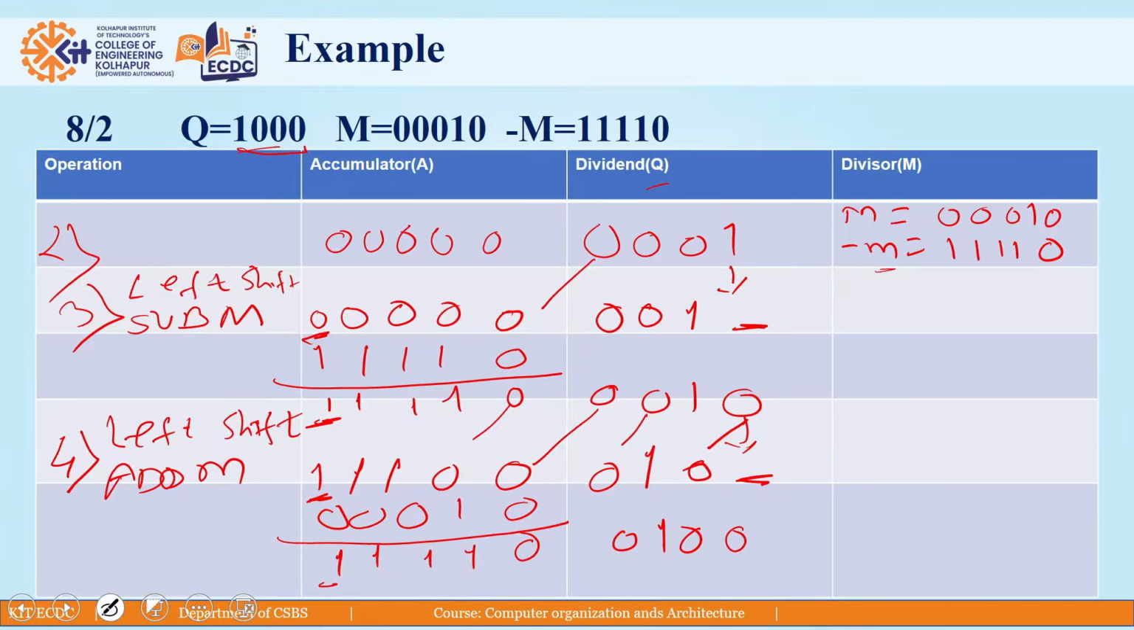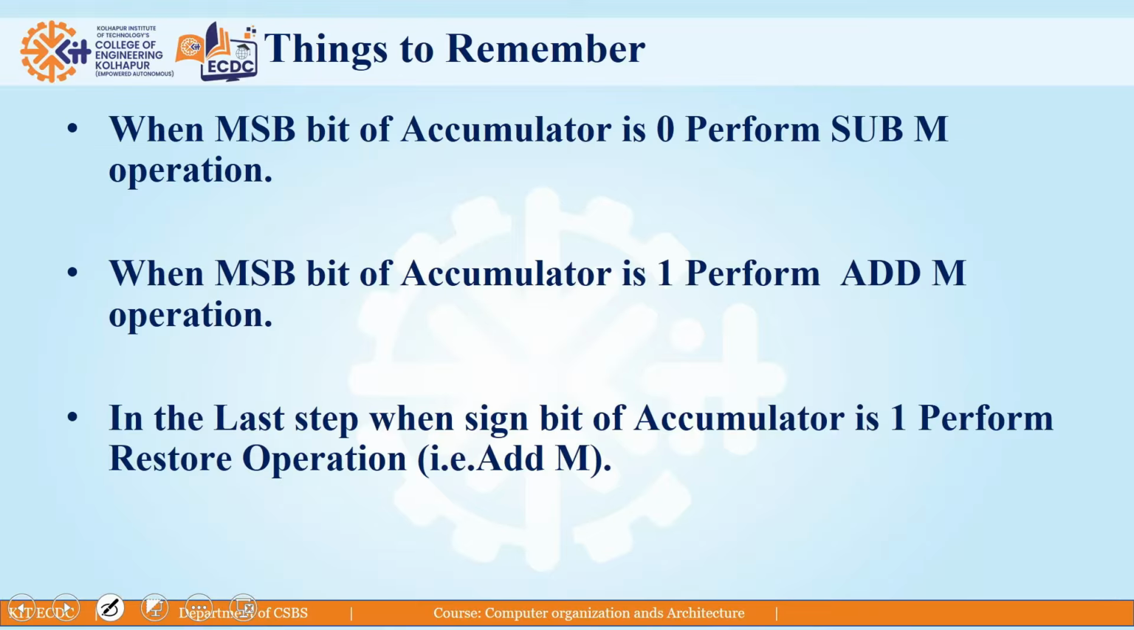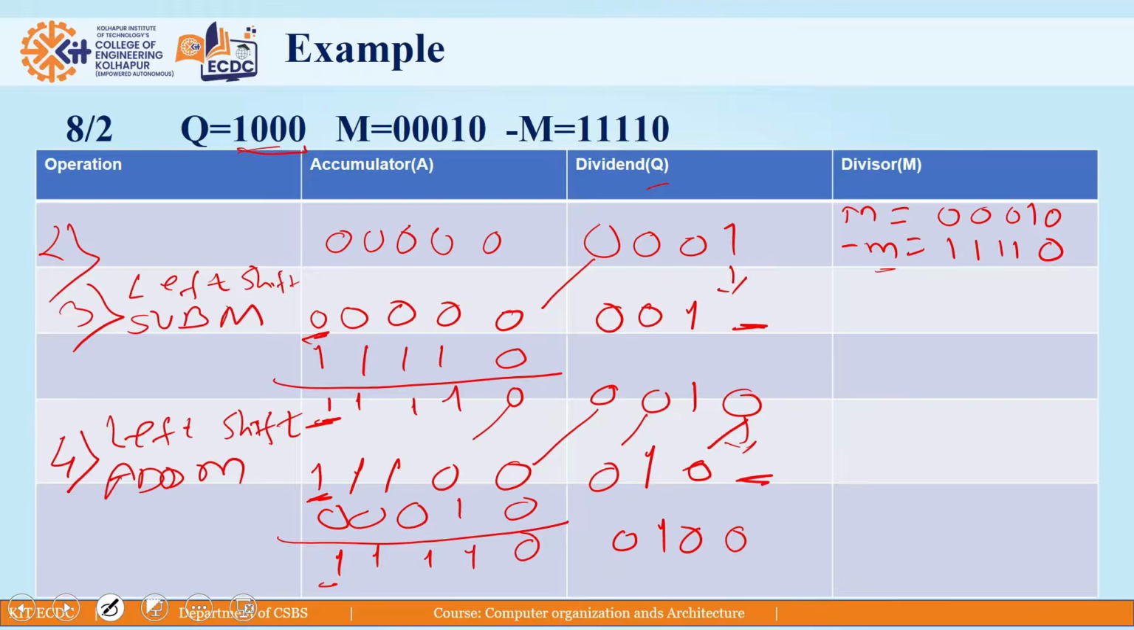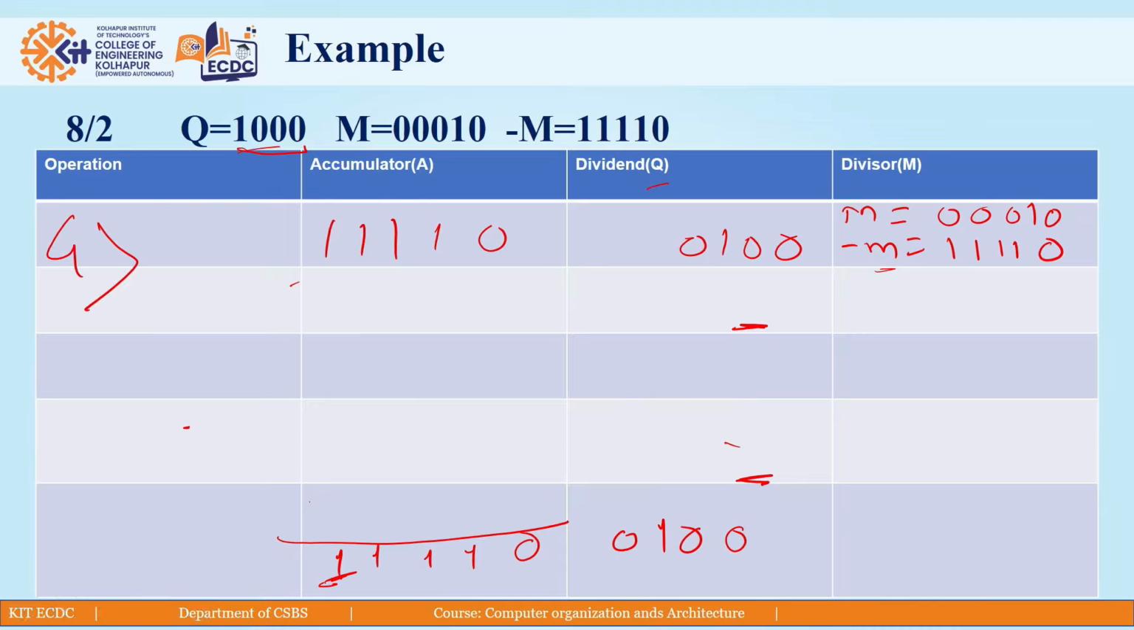Now at last, what we have to check? This is the last step, right? Fourth step. As we have discussed here, in the last step, when the sign bit of accumulator is 1, perform the restore operation. Here you got the sign bit as 1. Now what do we have to do? We have to perform the restore operation. For the restore operation, we just add M. What is the value of M here? 0 0 0 1 0.